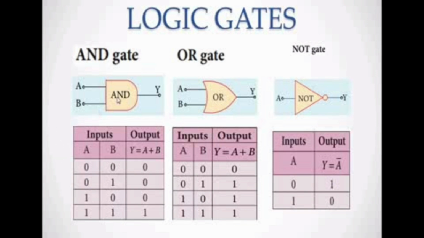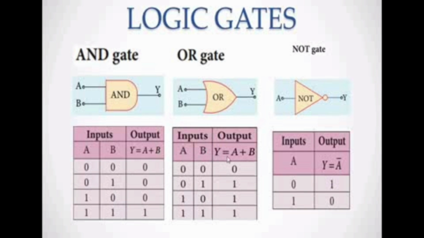See, AND gate is here. That AND gate can multiply the two values. Y equal to A dot B. It is not A plus B, it is A dot B. Okay, so A and B is here. So Y equal to A dot B. It is not plus, it is dot. So we are multiplying the two values A and B. Multiplying the two values means 0 into 0 you will get 0. 0 into 1, 0. 1 into 0, 0. So 1 into 1, 1. So in the AND gate, when both inputs are high, you will get the output. Otherwise, you won't get any output.